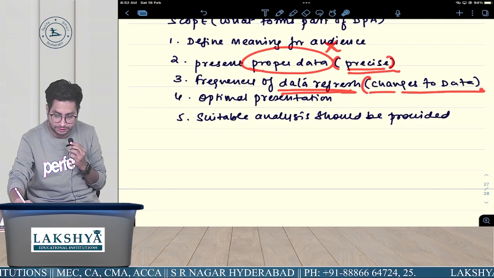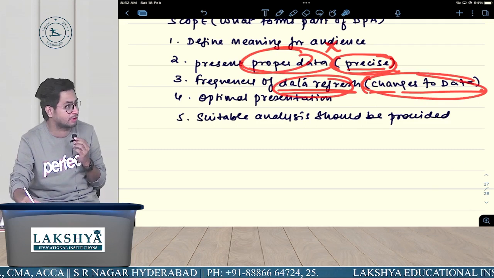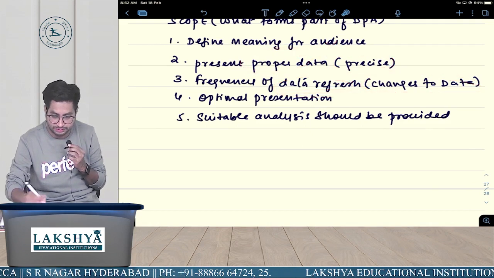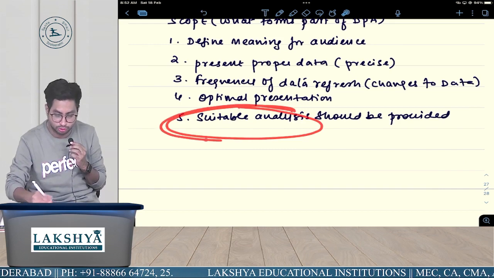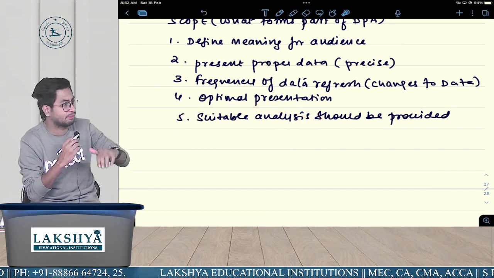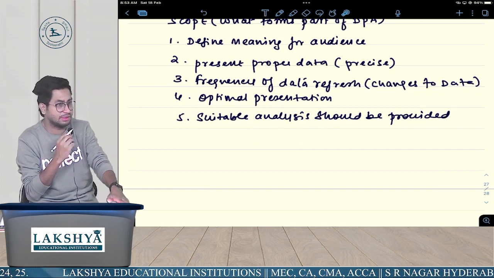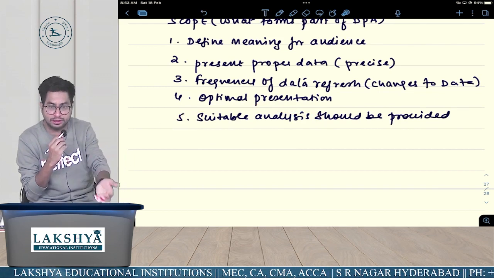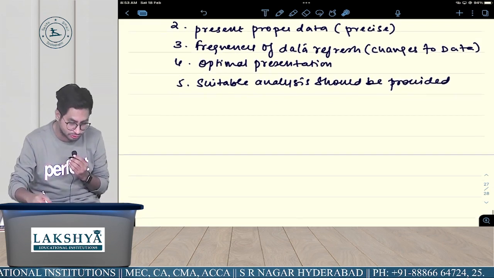So what am I doing here? Am I writing the meaning of something if I feel that students will not understand it? That is called suitable analysis. So what do we mean by suitable analysis? Suitable analysis means writing the meaning of something which you feel is difficult to understand. Clear? If I feel the reader will find it difficult to understand, I will explain that inside my notes itself. That is called suitable analysis.